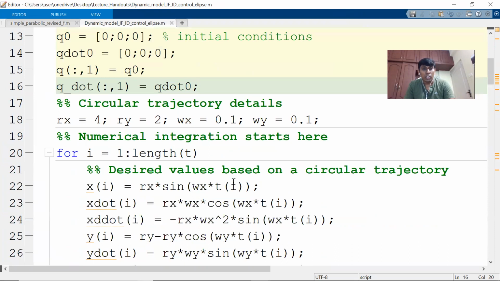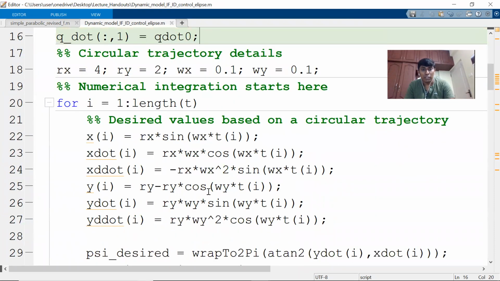So if you recall in the last lecture, we made the circular trajectory profile where Rx and Ry, and omega x and omega y, if you vary, you can even get an 8 profile or a simple inclined straight line. So these can all be obtained.